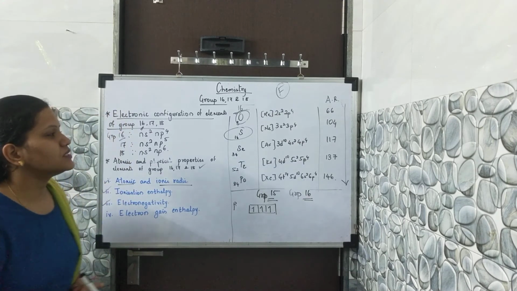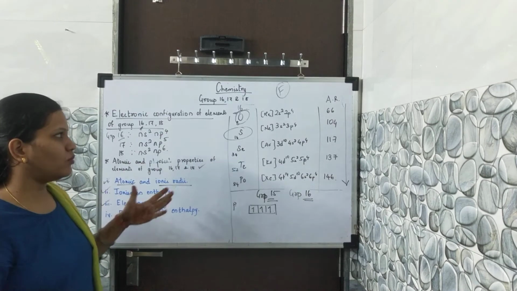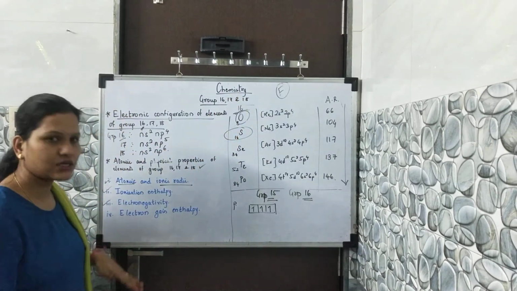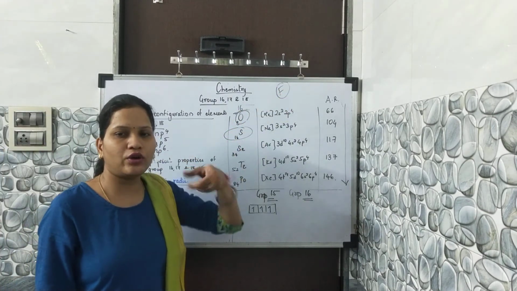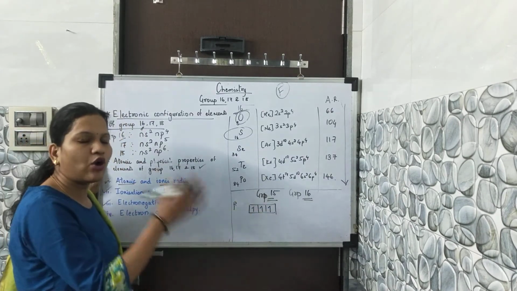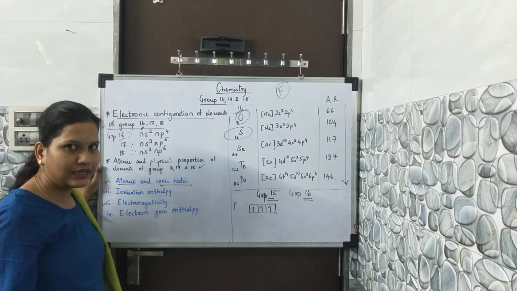So here we have discussed the concept of electron gain enthalpy. In the same way, we can consider group 17 as well. The same thing we have to discuss. Also, in the same way, you can observe it for fluorine and chlorine. So when you come to know the whole topic, automatically you can handle group 17 as well, very easily.